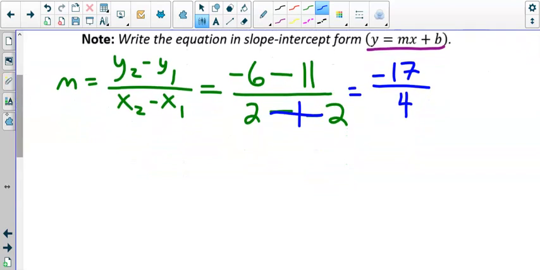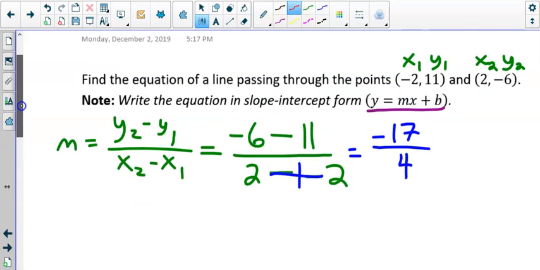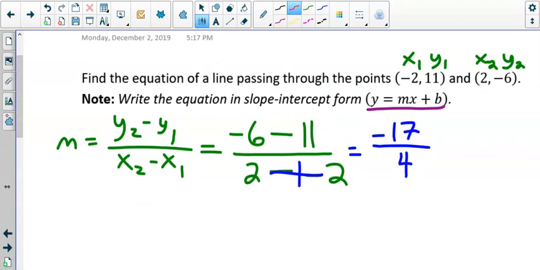we want to start to write that equation. What are we going to do next? What do you want to do next? We've got our m. Okay, and then what are we going to do? So if I plug in the negative 17 over 4 for m, I'm still missing a lot of information. I'm still missing b. No graphing necessary.